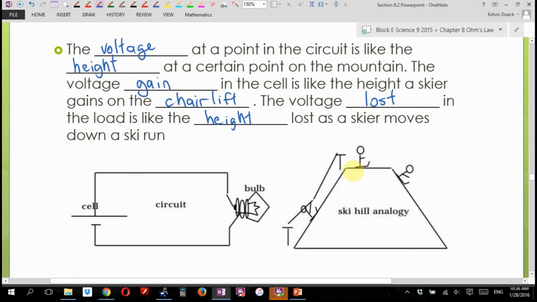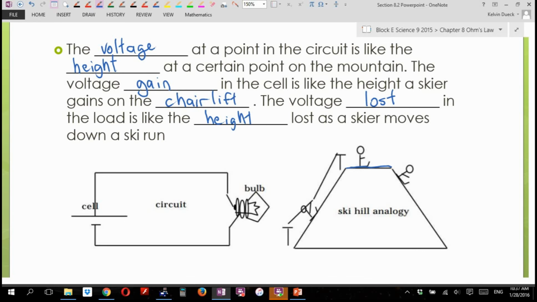Oh, and this distance right here, when you ski from the ski lift to the next hill, we're going to pretend you don't lose any height at all. That's like the wires. We're going to pretend you don't lose any voltage at all in the wires. In real life, you do lose a tiny bit of voltage in the wires, but that math gets yucky, so we're going to pretend our wires are perfect. Mason, you with me so far?